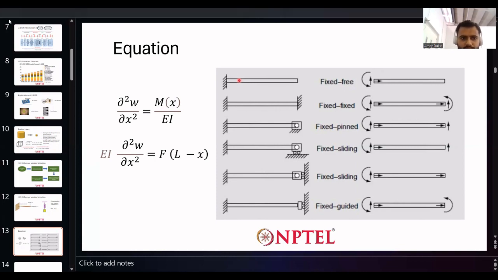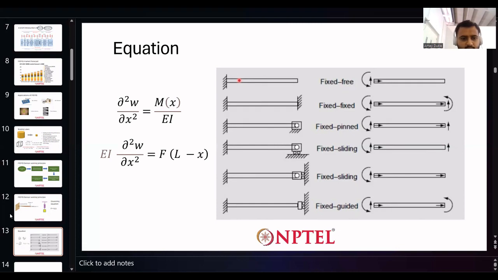To solve this equation, you need some boundary conditions. Basically, you have this beam or membrane. You create a free body diagram, find all the forces acting on the beam, and break those forces down. Then you put in the specific conditions and solve the equations accordingly.